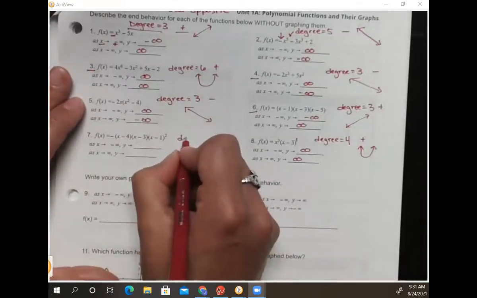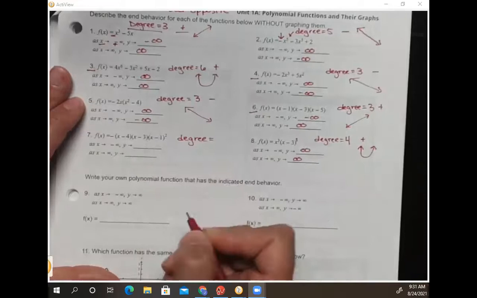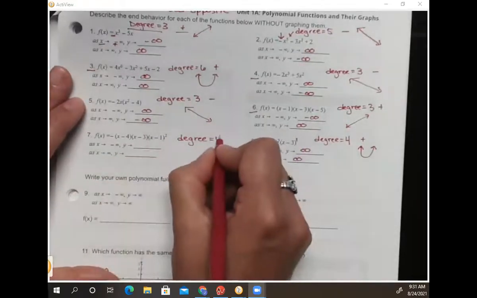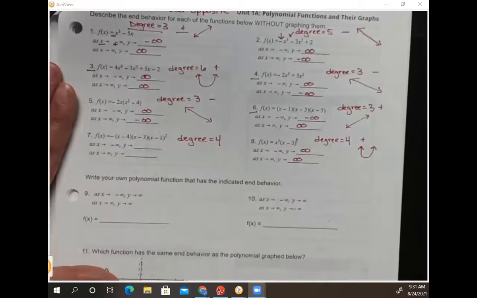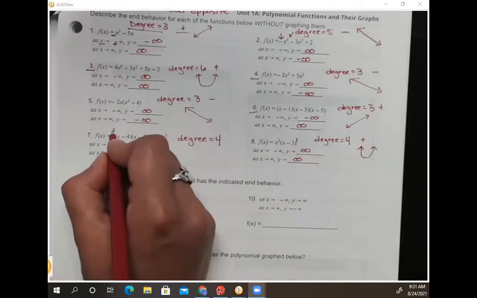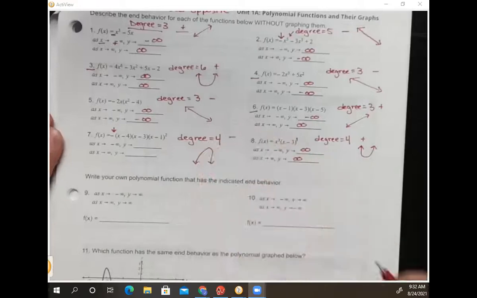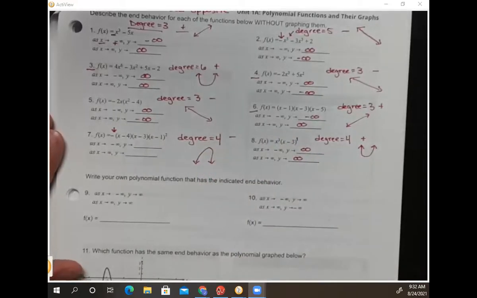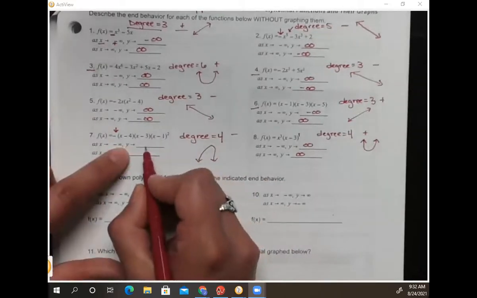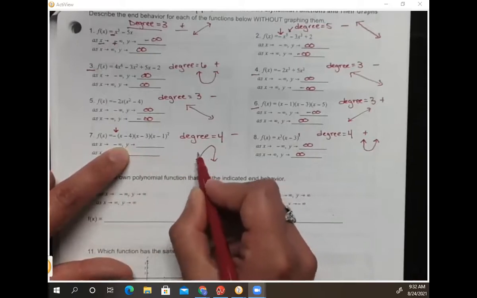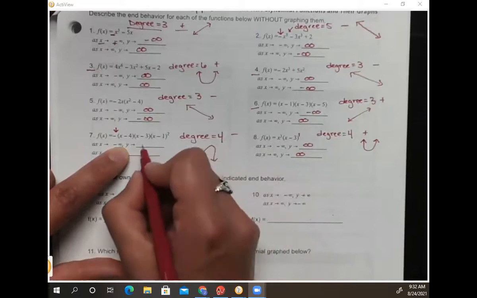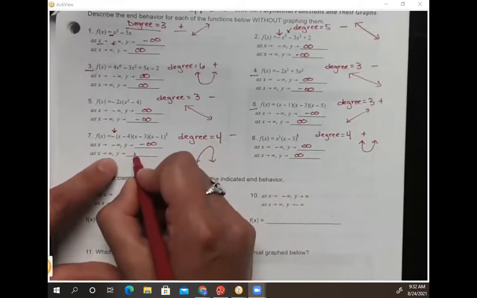What's our degree for number 7? 4. 1, 2, 3, 4. And our lead coefficient is? Negative. So this is going to be an upside down sort of parabola looking thing. So on the left side of the graph, y is going to go towards negative infinity, and then the other one also negative infinity. Good.